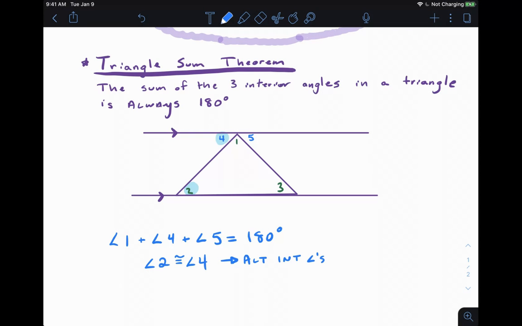And that's why the parallel lines were necessary here, because we can dig out these relationships. Without that, one, we're not going to have angle 4 and angle 5, and two, we couldn't use the transversal parallel line ideas that we talked about 2 days ago. So we know angle 4 and angle 2 are congruent from alternate interior angles, treating this as the transversal. They're on alternate sides of the transversal, and they're inside the parallel lines.